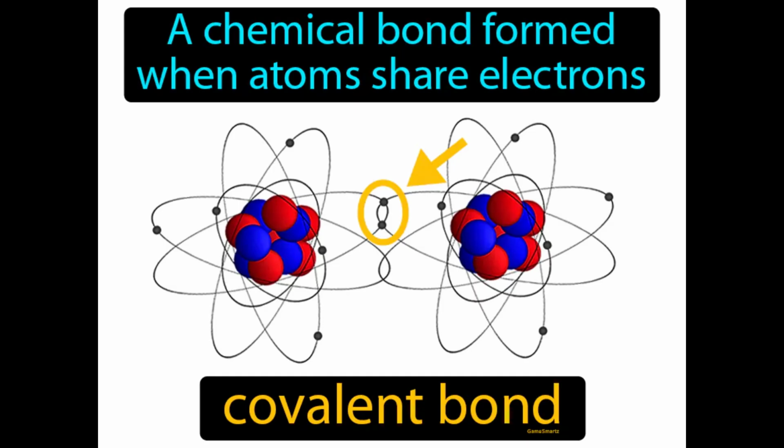A chemical bond formed when atoms share electrons. Covalent bond. A covalent bond is when two atoms stick together by sharing some of their outer electrons.